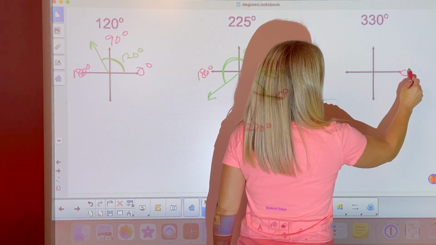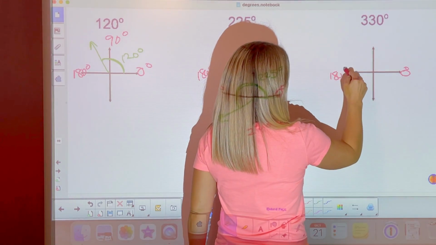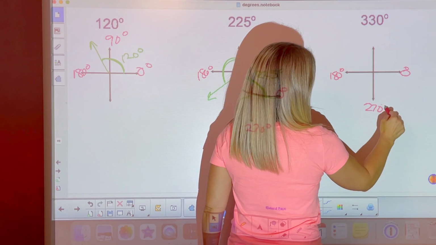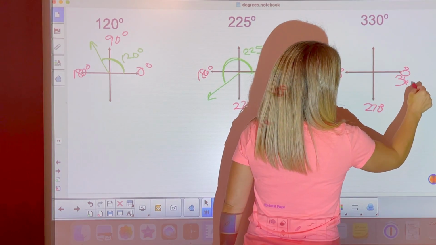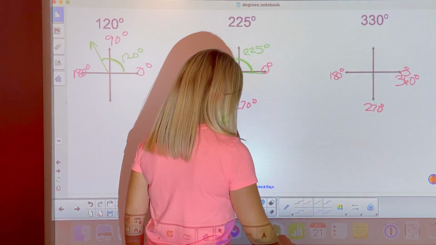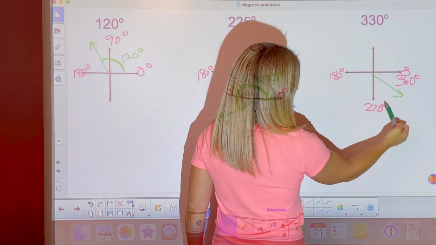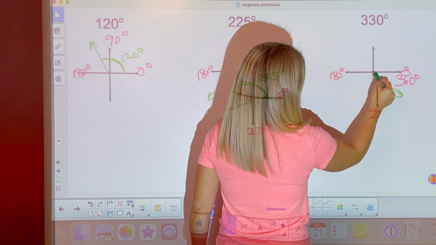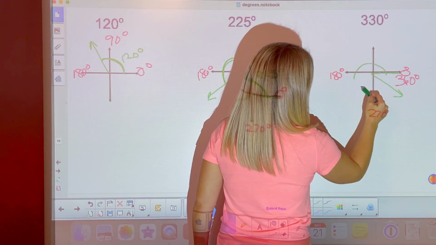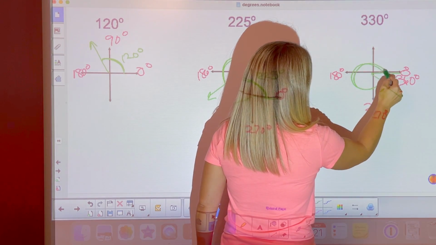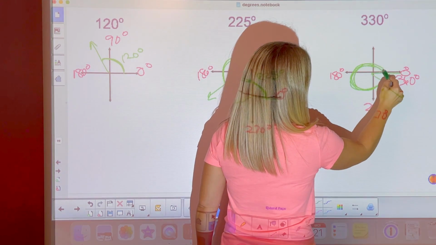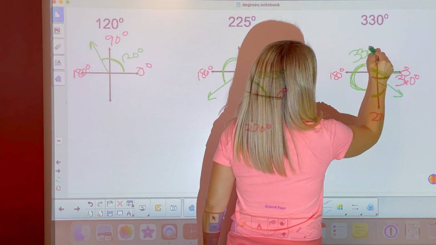Let's try this next one. 0 degrees. We know this is 180 degrees, 270, and then at the end, it's 360, right? Going all the way around. So this angle, 330, is going to be right in here, right between 270 and 360. Remember, it starts here, so it goes all the way around. So this angle over here, the circular part, is the 330 degree angle.